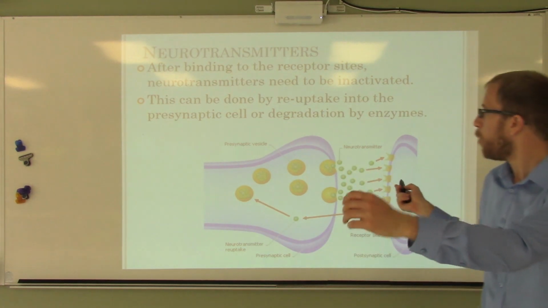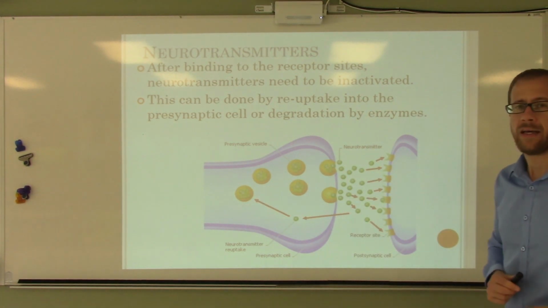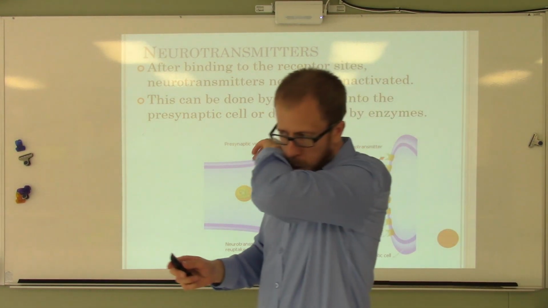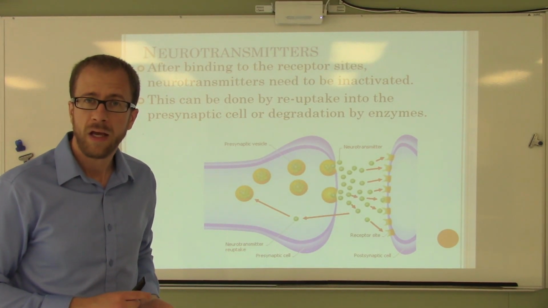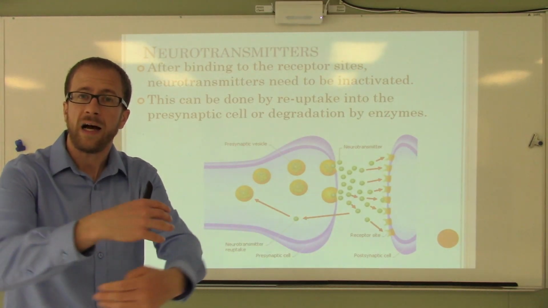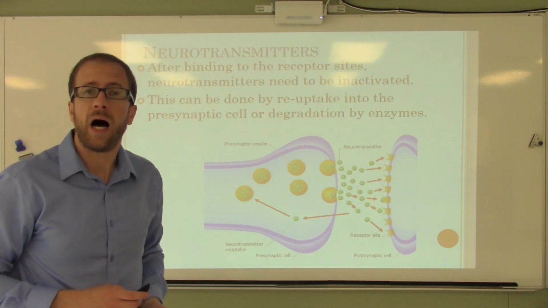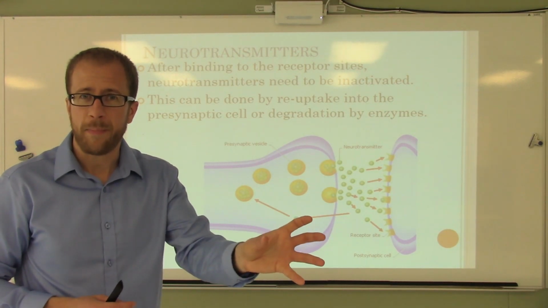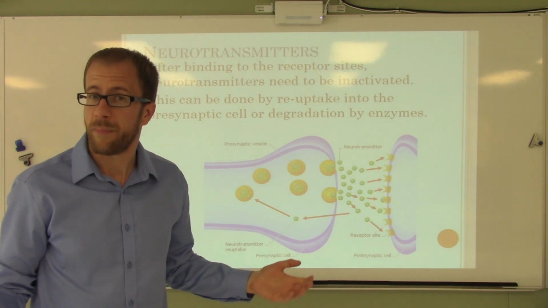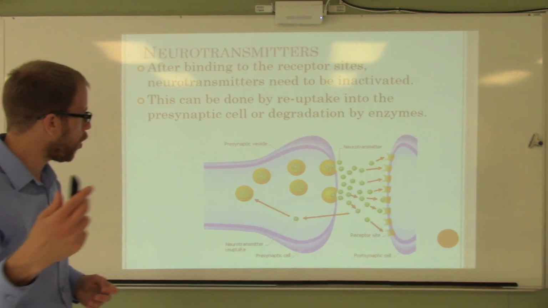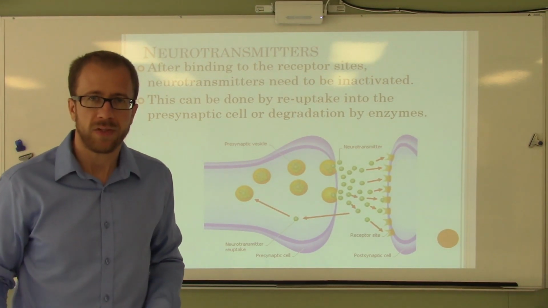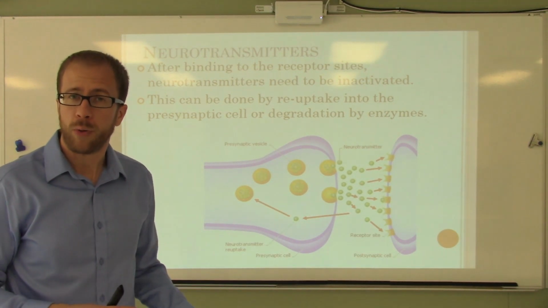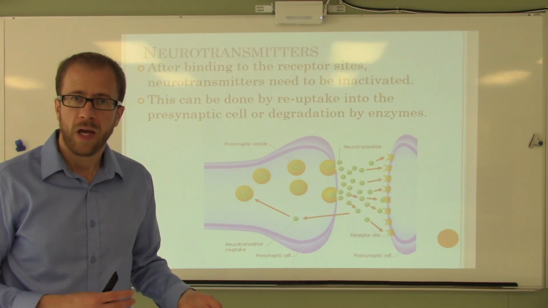So how do we do that? Well, we can reuptake these neurotransmitters into the presynaptic cell, right? So we can reuptake them. Usually this is done via receptor-mediated endocytosis, something like that. Or we can degrade them by enzymes.